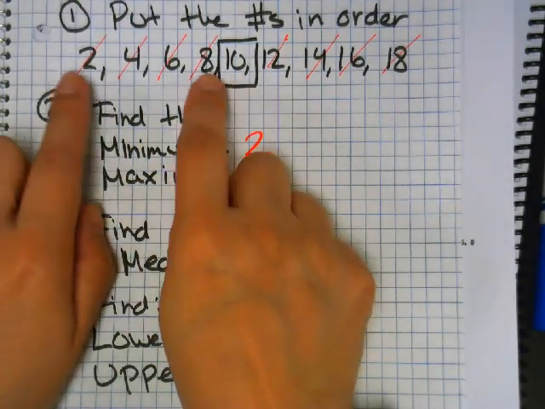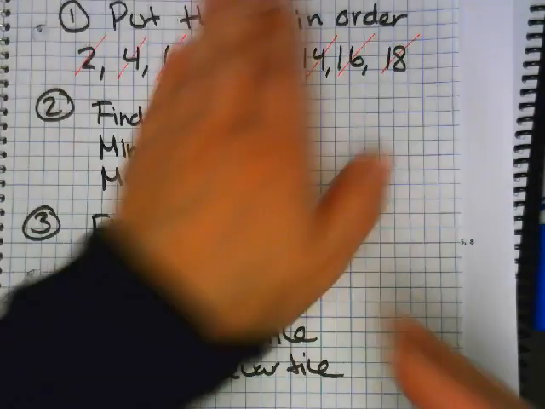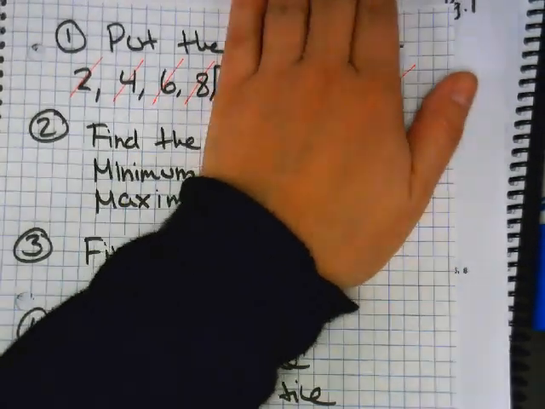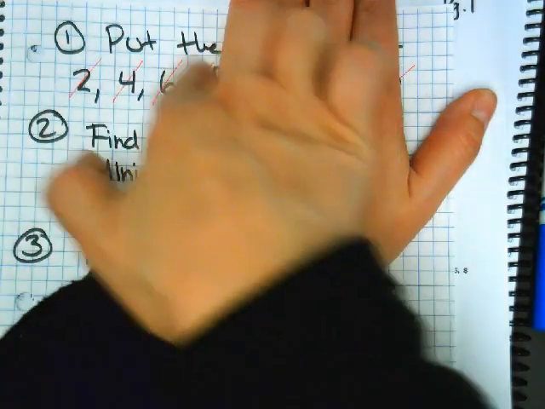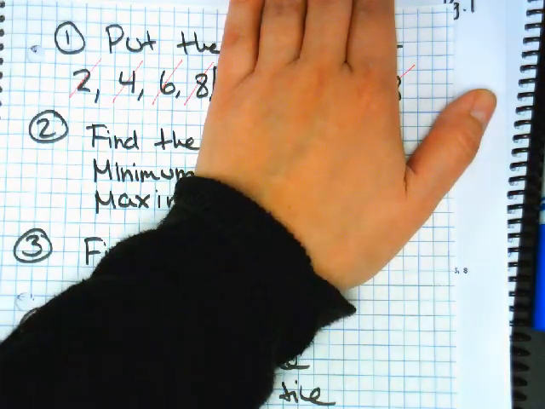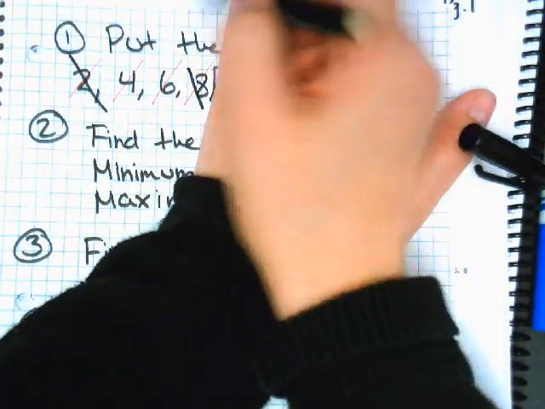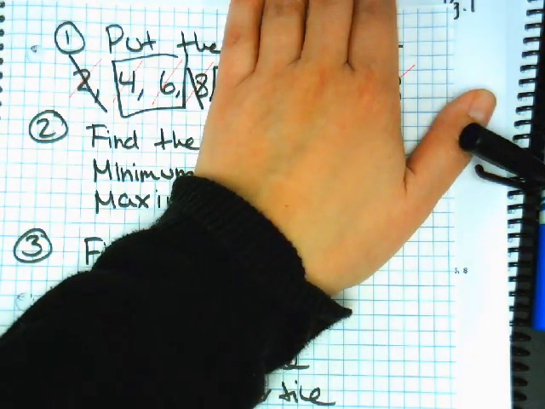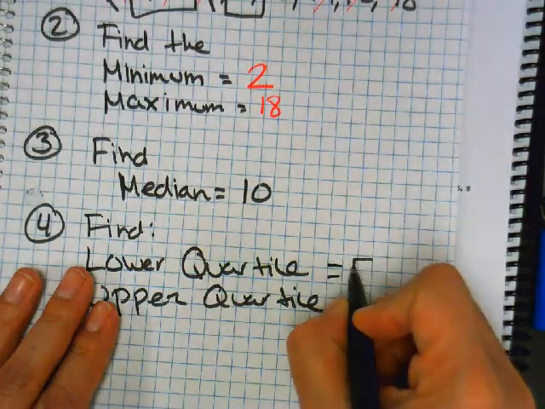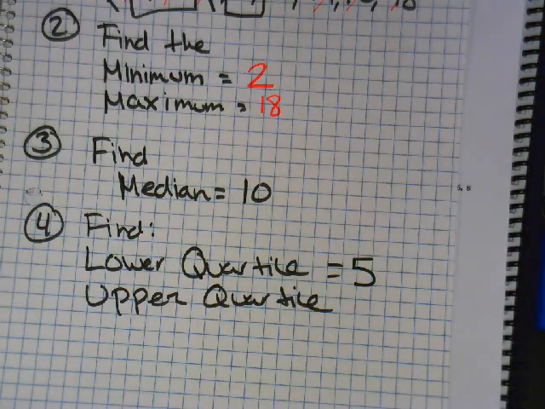Okay, so this is the lower part because it's in the beginning, so it's lower. So we cover this up. Find me the middle of these numbers. 5. Good. So cross it out, cross it out. Now I have 2 numbers in the middle, but it's 4 and 6, so you know it's 5. So lower quartile is 5.